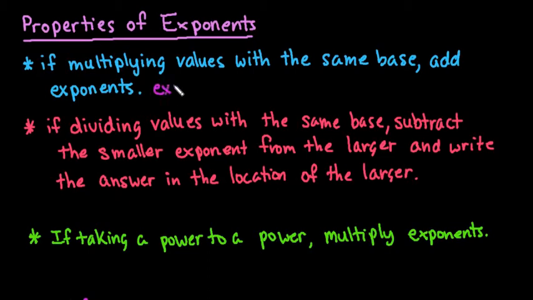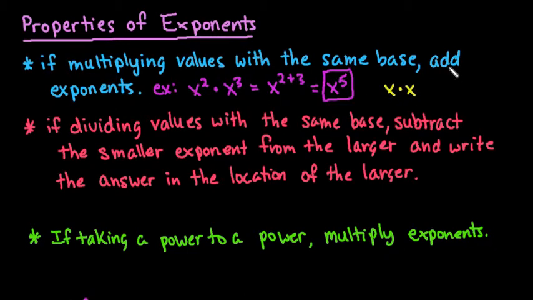exponents. So for example, if I have x squared times x cubed, I would take the exponents and add them together, and I have a total of 5 x's that I'm multiplying together. The reason why we add them together is because x squared, remember, is x times x. And then if you take the x cubed, you really have 3 more. So if you count, you have a total of 5 x's, which is why we add them together.